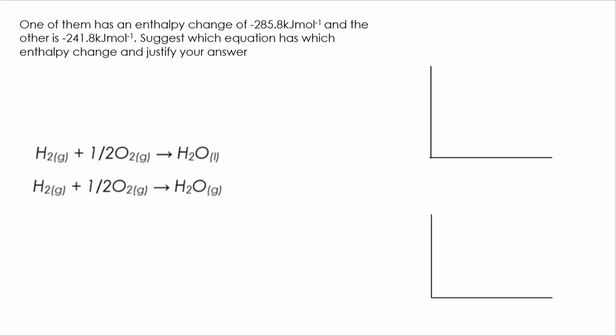So I'm drawing my two energy profile diagrams out. I've not put the state symbols in for the left-hand side because they are identical. We've got H2 gaseous and half O2 gaseous. The state symbols are more important elsewhere in this diagram. In both of them, the H2O line, the product line, is lower because they are both exothermic. We know they're both exothermic because they both have negative values.